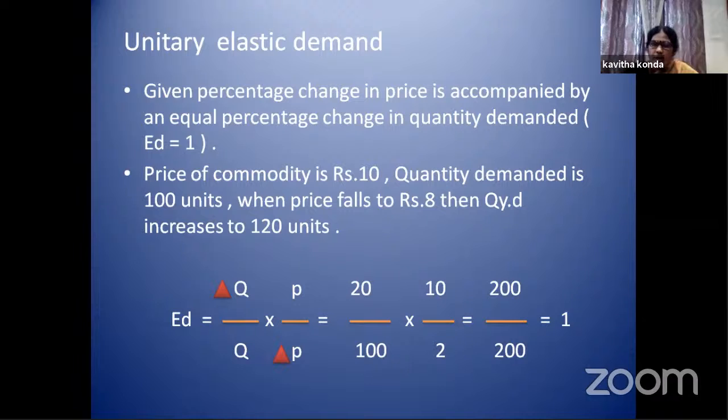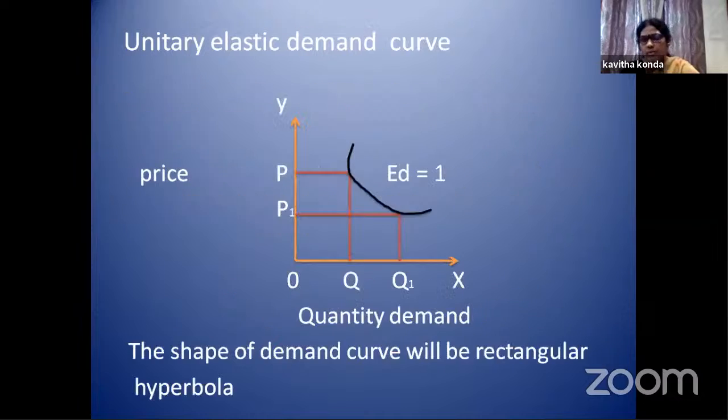According to the formula delta Q by Q into P by delta P, the change in quantity is 20, that is 120 minus 100 units. The original demand is 100. When the price decreased from 10 rupees to 8 rupees, the change is 2, 10 minus 8, and the original price is 10. So we get 200 by 200, which is equal to 1. We can understand that the percentage change in the price is equal to the percentage change in the demand. That's why ED is equal to 1.